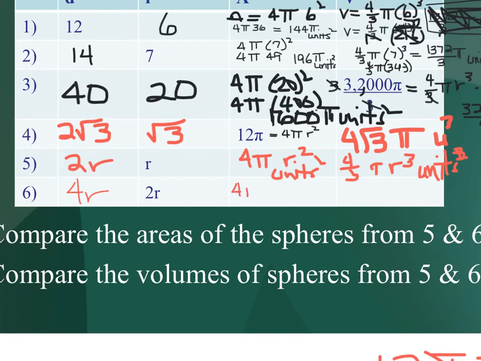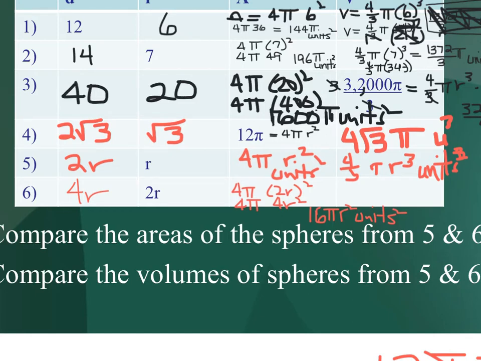So 4 pi, and I'm going to square 2r. So this actually turns into 2r times 2r, which is 4r squared. And then the 4 pi. And now I'm going to multiply the 4's. So my final surface area here is 16 pi radius squared units squared.